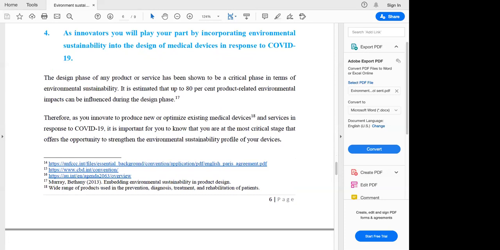And it is very reassuring that we are talking about integrating environmental sustainability at the design phase, because we know the design phase of any product or service has been shown to be the most critical phase in terms of environmental sustainability. It is estimated that up to 80% of product-related environmental impacts can be influenced during the design phase. Therefore, as we innovate to produce new or optimize existing medical devices and services in response to COVID-19, you are at the most critical stage that offers the opportunity to strengthen the environmental sustainability profile of the devices that you are designing right now.